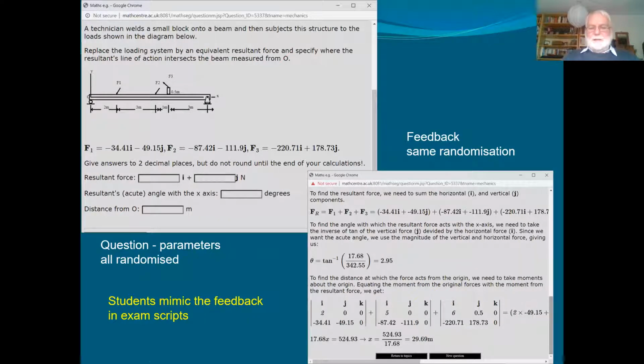They also tend to mimic the layout of the feedback that you get in their own exam scripts. And we look for that, even if it's just mundane things like, were the vectors underlined? Do they understand what a vector is? So those sorts of things, there were benefits which we hadn't really expected.